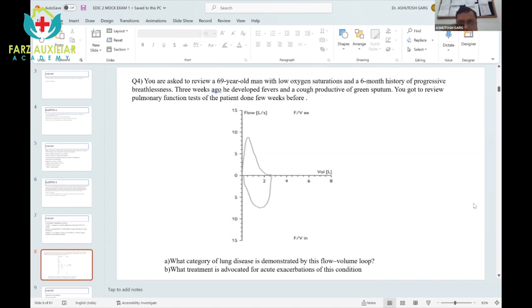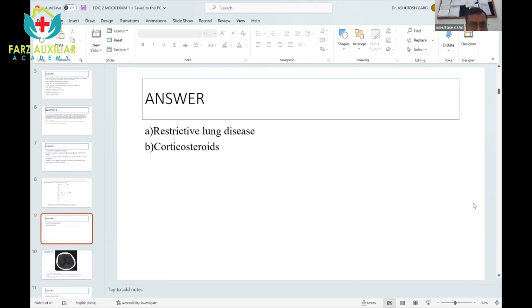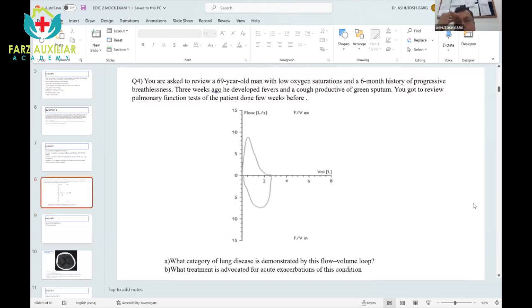Okay, tell me, Nishant, give me the answer. So this is a flow volume loop, which is showing both the inspiratory and the expiratory limb. And we can see that there is a scooping in the inspiratory limb, which indicates it's an obstructive lung disease pattern. So probably it could be bronchial asthma or COPD. And for the acute exacerbation, we can use bronchodilators and corticosteroids.